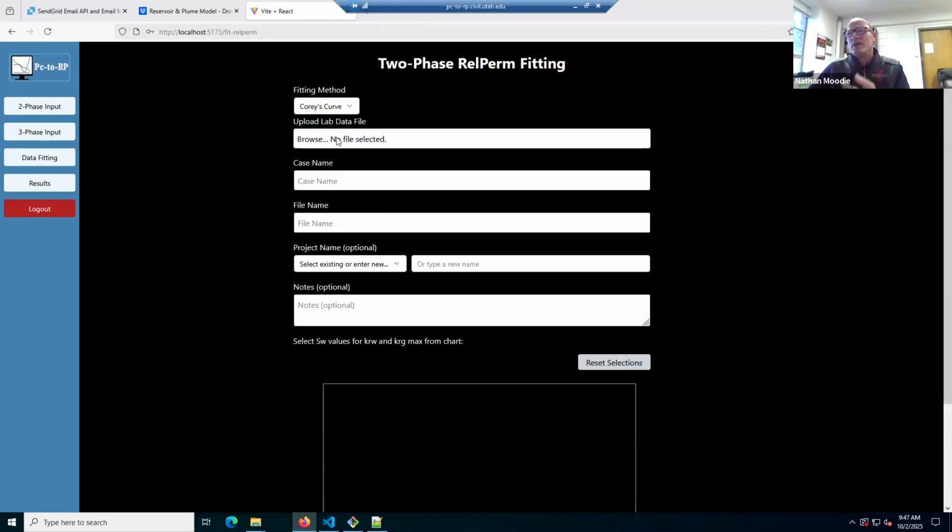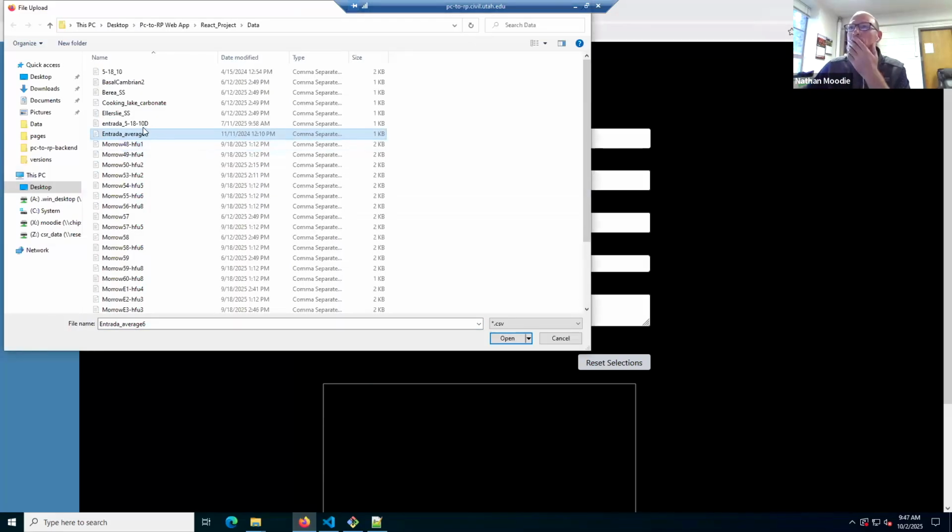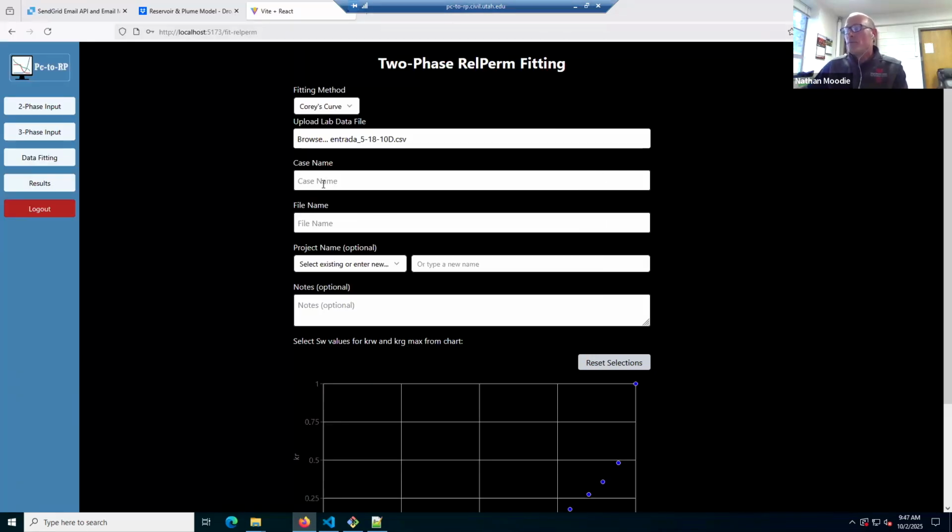Let's pick Corey's curve, because this will be the simplest one to look at, and come up with the endpoints that you need to add into TOUGH2 to get it to match as best as possible to your laboratory data. So we'll use the Entrada here. This is the only laboratory data I have uploaded, but we use this Entrada sample. We'll call it Entrada 51810. I'm going to look at the time here. Okay, I'll be done after this, and I can take questions because it looks like I've been talking a lot.